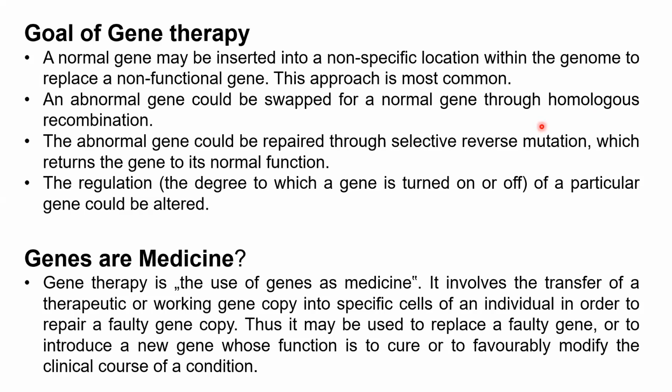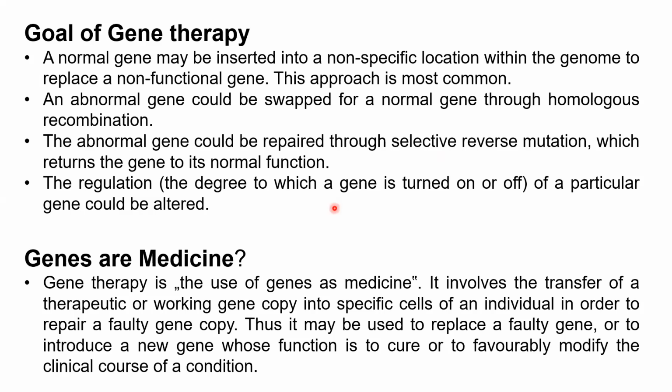Another approach is through selective reverse mutation. Selective reverse mutation means if you have a point mutation in a gene, you could reverse the point mutation by another point mutation. So this kind of mutation is known as selective reverse mutation. You have one point mutation of, let's suppose, adenine to guanine, and then with another point mutation, you can change it back from guanine to adenine, and this returns the gene to its normal function.